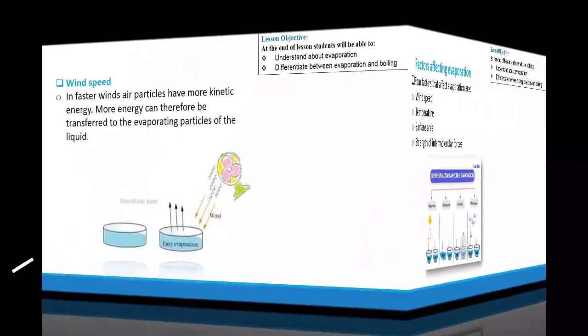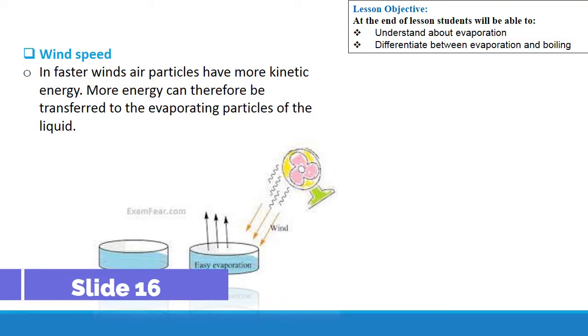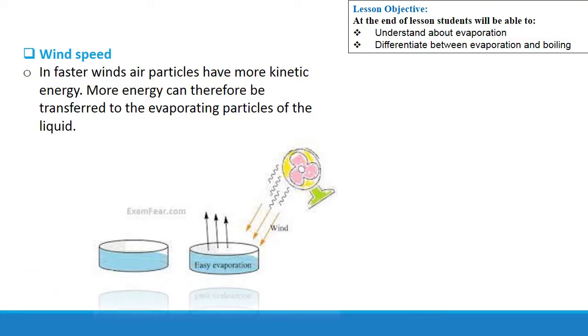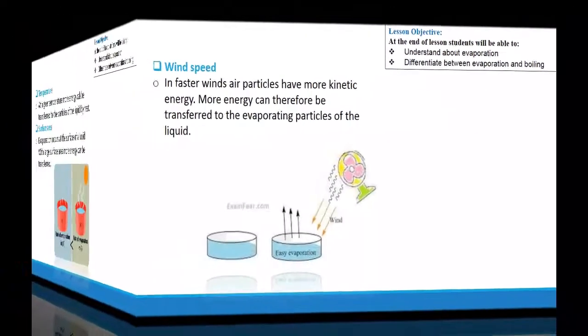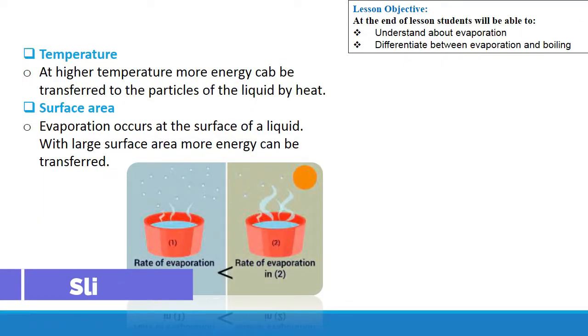What happens with wind speed, in slide number 16 that we are discussing right now: in faster winds, air particles have more kinetic energy, and more energy can therefore be transferred to the evaporating particles of the liquid. And temperature, slide number 17.